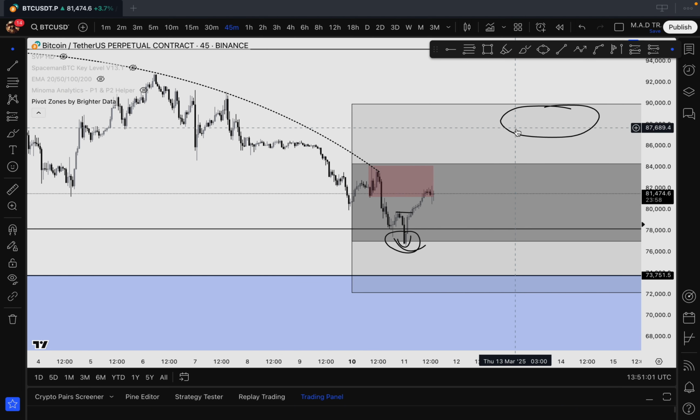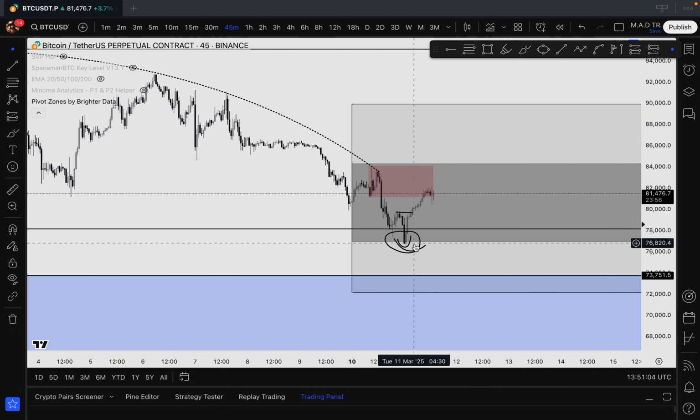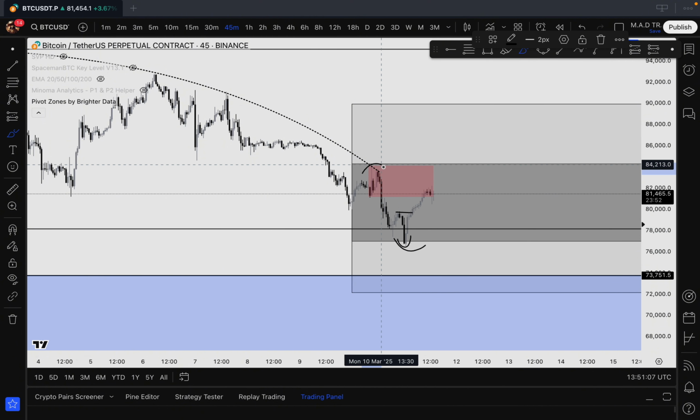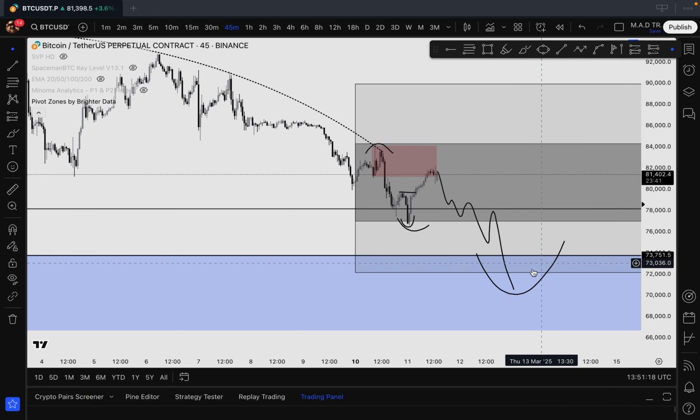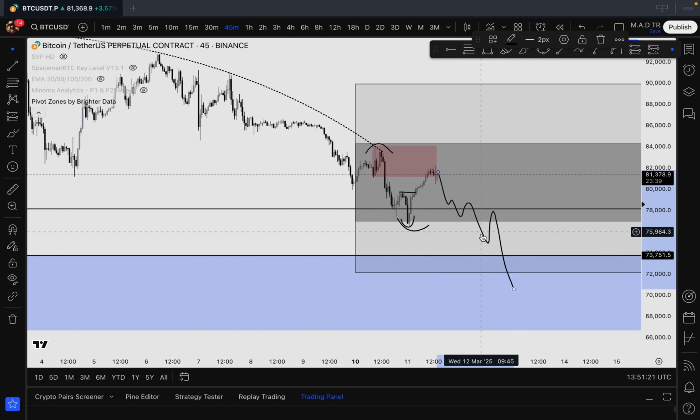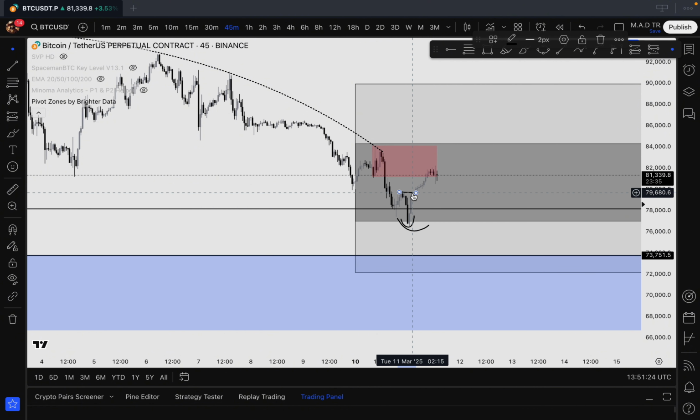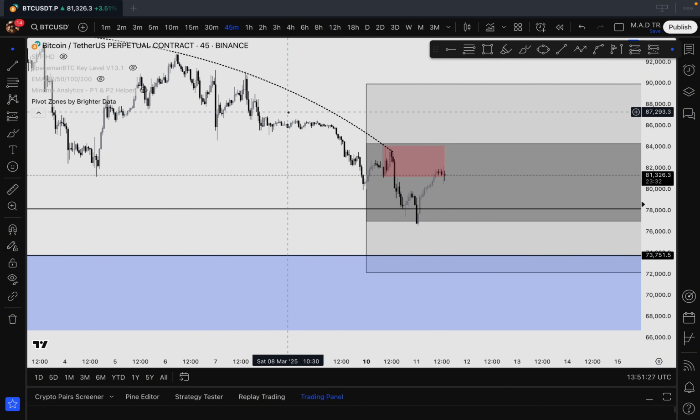And on the other hand, if we fail to put in the higher low, then it's very likely that this move on Monday was already our high, and then we break lower, and then I will be very interested in longs from this extreme P2 zone and that demand zone. So that's a bit how I use the pivot zones, just to see where we can move to.